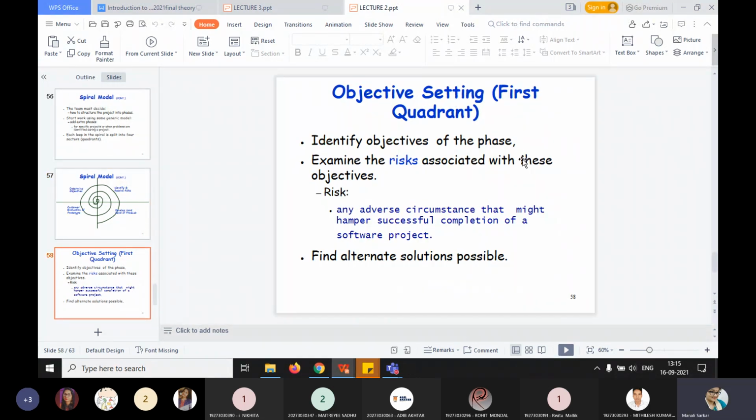Second is to examine the risks associated with these objectives. So what are the risks that a project generally undergoes? Basically a risk is an adverse circumstance that might hamper the successful completion of a software project. You can take an example: the risk involved in accessing data from a remote database can be that the data access rate might be too slow. So if the data access rate is slow, then we can say that this is a kind of risk.